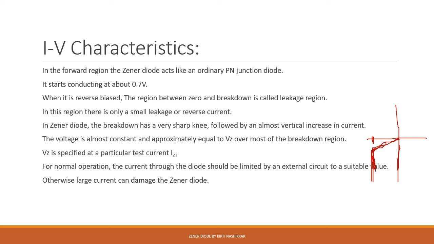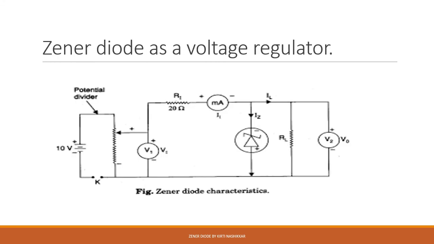So if a very large amount of current flows through it, more than the specification of the diode, then your Zener diode may get damaged. To avoid that, we must be familiar with the specifications of the diodes. Zener diodes are usually operated in the breakdown region. So this is again the Zener circuit for the Zener diode characteristics.